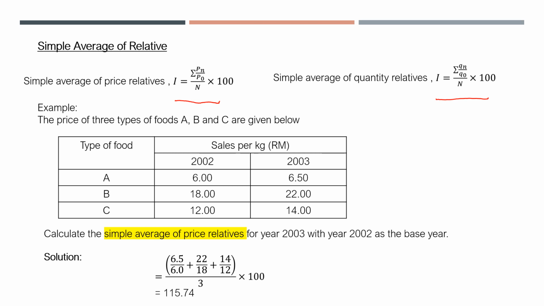So let's see the example. The price of 3 types of food A, B, C are given below. Calculate the simple average of price relative, the keyword is price relative, for year 2003 with year 2002 as the base year. So you just need to substitute the numbers into the formula and you will get the answer.